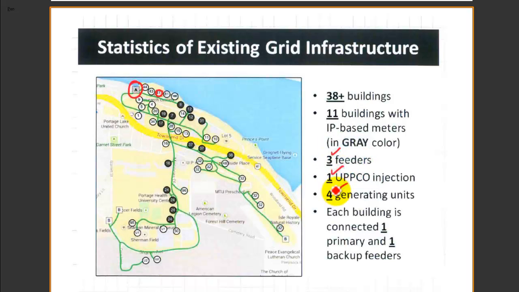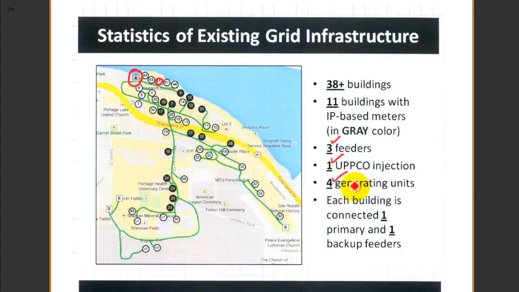And we have 3 feeders, 1 injection from UPCO. This is the point of coupling. And then we have 4 generating units in parallel with the substation. So in case there's a blackout in this area, Michigan Tech campus will still have power. Why? Because we have 4 generating units that will be able to serve the entire grid.